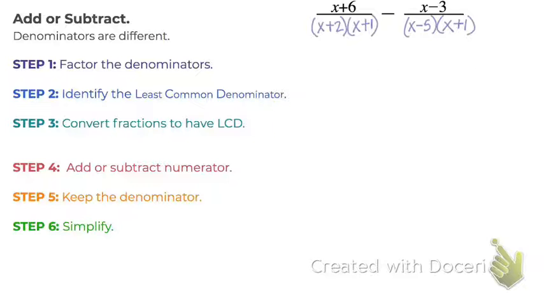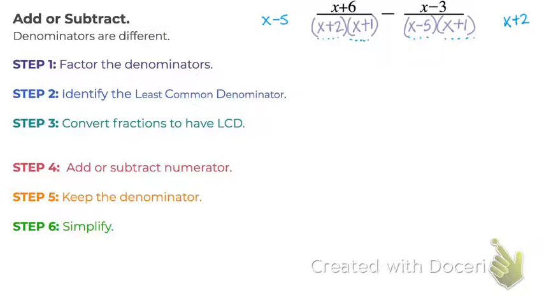Now let's take a look at what is in the denominator. We want the denominators for both of these fractions to be the same, and we can add something to the denominator of a fraction, but we can't take something away. So you notice that they both have an x plus 1. That's good. But the one on the left has an x plus 2, and the one on the right doesn't. So we need to add an x plus 2 over here. And the one on the right has an x minus 5, but the one on the left doesn't. So we need to add an x minus 5 to the denominator over here.